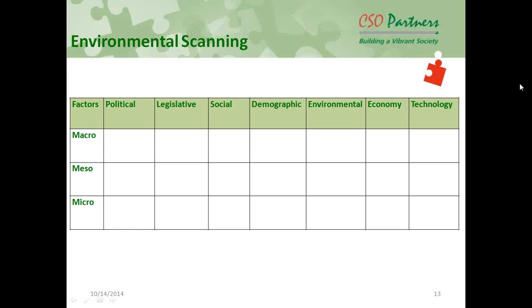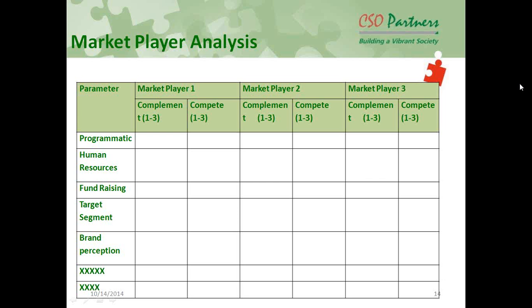Market player analysis: again, we gave an example that if there are 10 banks, whether those 10 banks will have the same kind of programs, because the business is almost the same kind of business. So it is important to understand what the other players are doing, whether they are competitors or complementary, and then see how to develop a relationship with them. So that is another exercise we talked about.